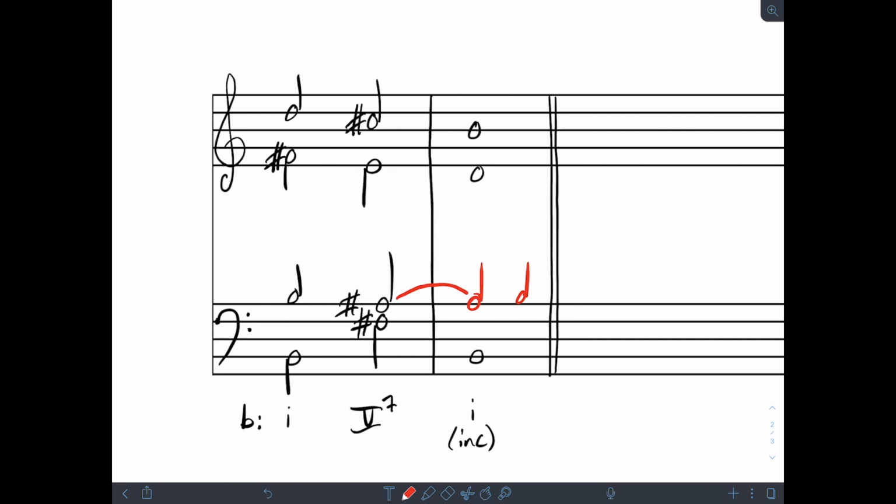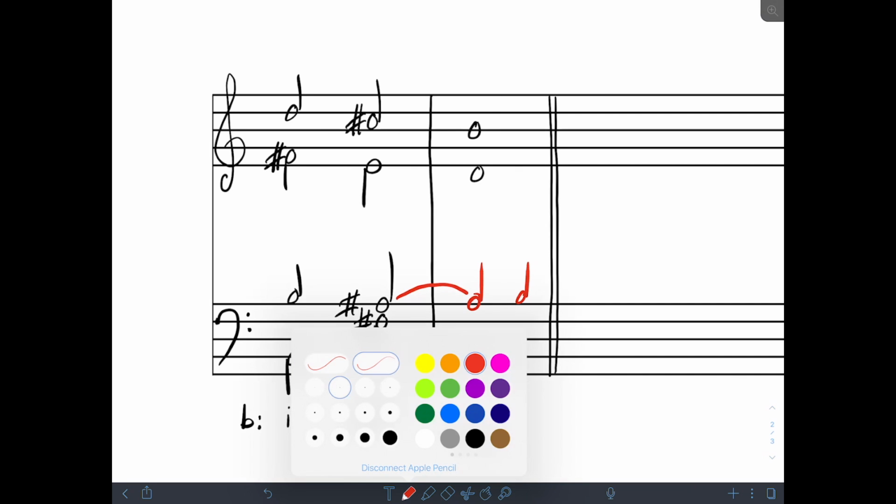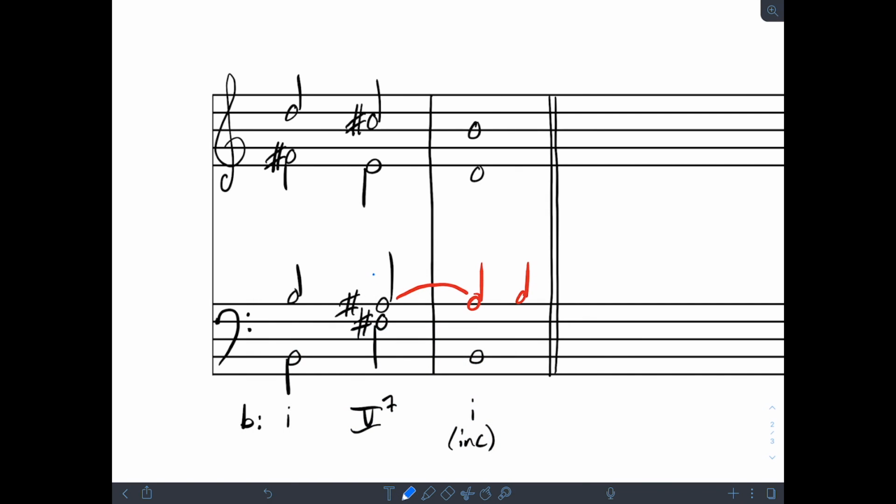Okay, so first of all, let's go ahead and label that. Just like suspensions, it's prepared, okay, and it's resolved. But because it's a retardation and not a suspension, that middle label we will call RET. Okay, so very similar labeling to the suspension because it behaves in a very similar manner. Just note that the retardation resolves upward.